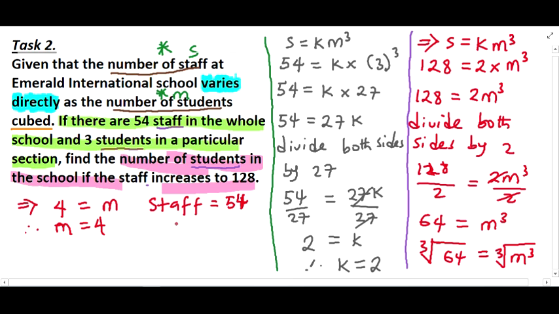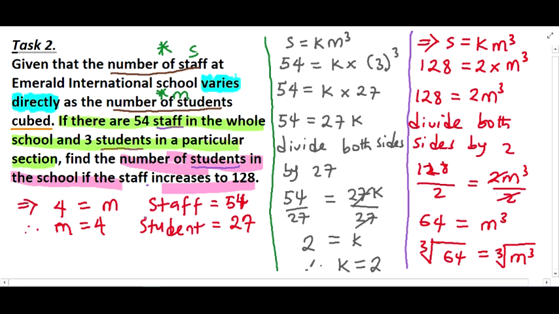They were having 3 students in a particular section, and that was giving us, let's make sense out of this, student is equal to 27, because 27 means 3 cubed, right? Okay, now they had 128 staff.